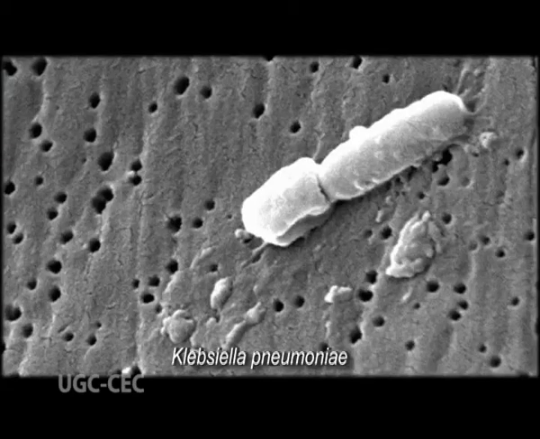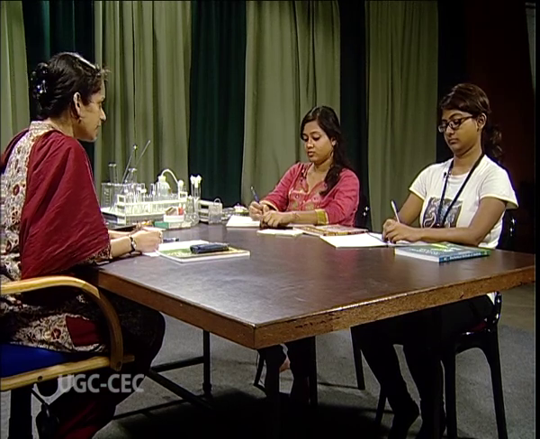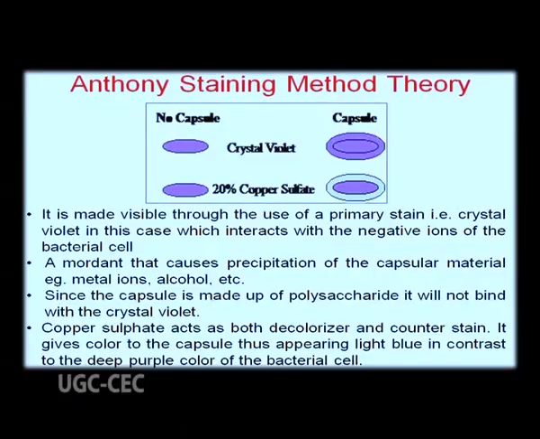Capsules are extracellular material which is present outside the bacterial cell. It is generally present in certain pathogenic bacteria like Klebsiella pneumoniae. Now, what is the theory behind the capsule staining? We generally follow the Anthony staining procedure, in which we use crystal violet. Now, we know crystal violet is a basic stain, so it will bind with the negative components of the bacterial cell.